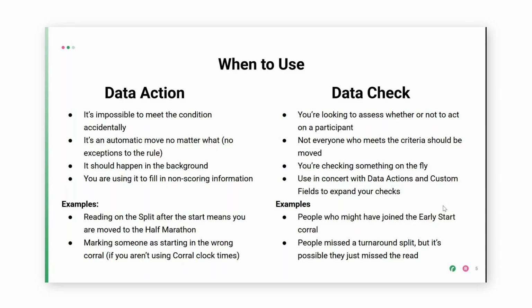Next, it's an automatic move no matter what. You don't want to think about it. There's no exceptions, just do it. It should happen in the background without any intervention. You are using it to fill in non-scoring.